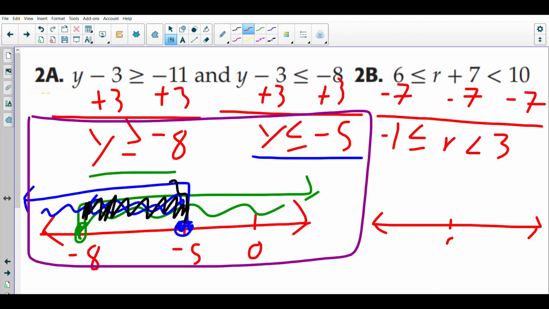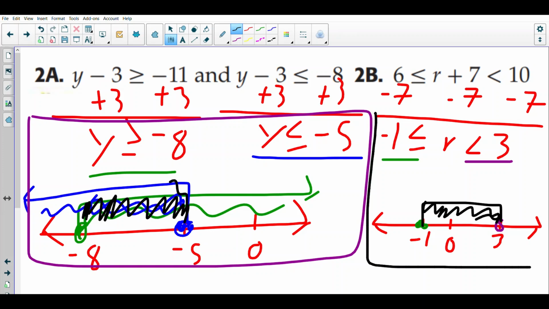So we got 0 here, 3, and -1. On -1, I have a closed circle. On the 3, I have an open circle, and then I shade between the two. And there we go, we are done. When they're combined, it's a little bit easier.